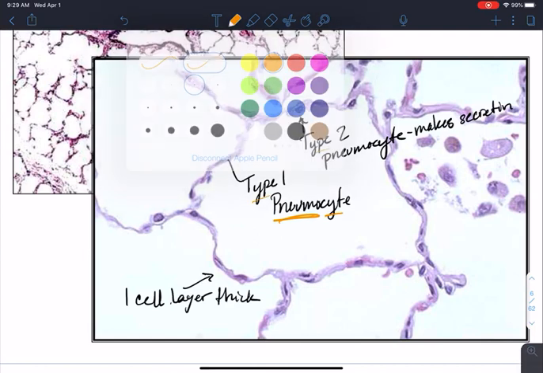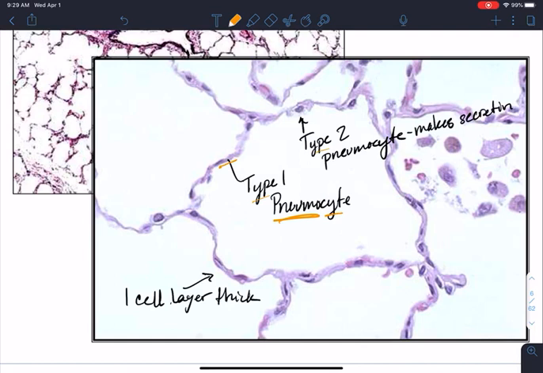Type 1 is this super thin right here. Only one cell layer thick. You can see the nuclei. There's one there. Definitely one there. These are type 1 pneumocytes. They're only one cell layer thick.